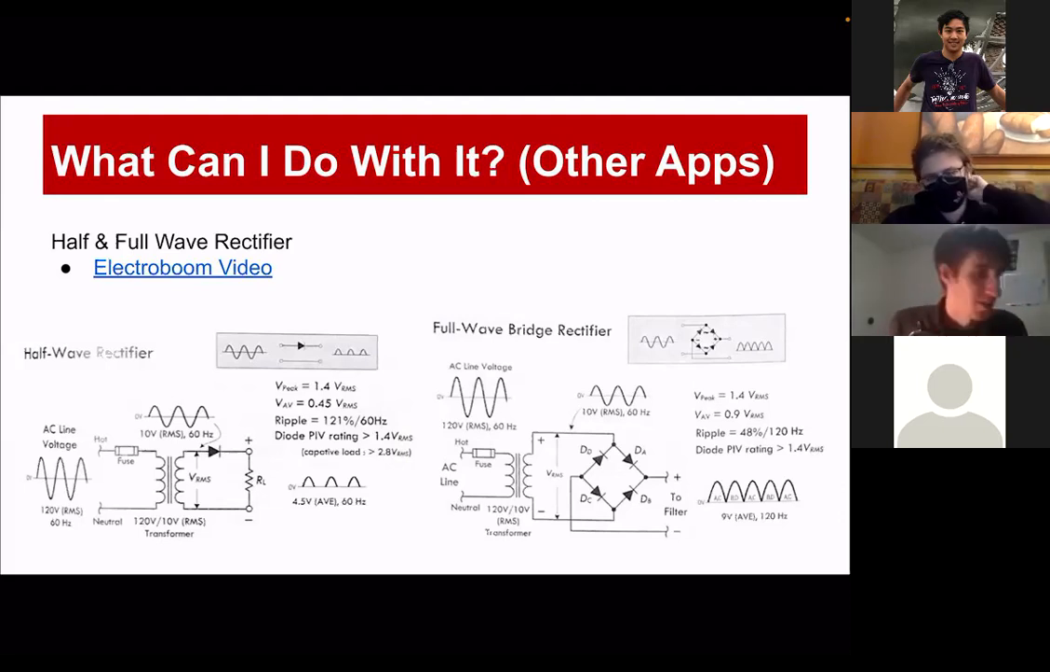So I will post the video link in the Zoom chat, and I highly recommend you take the 5-minute break here to watch this really good electro boom video about this full wave or full bridge rectifier. There we go. So I will find the link. If you are following along, you should be able to just click on the link.